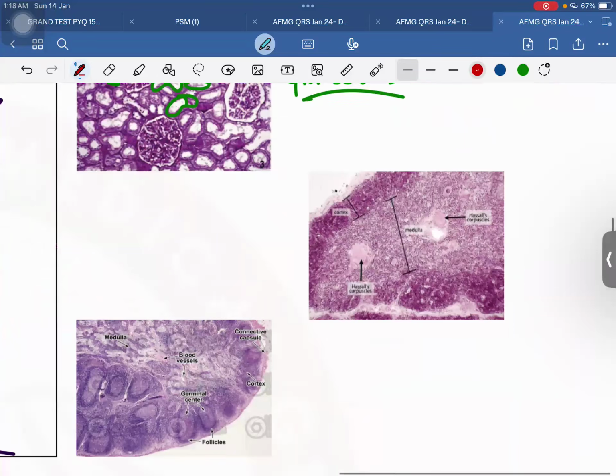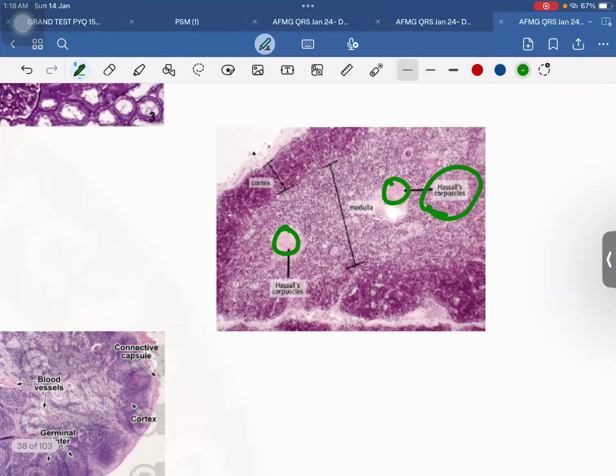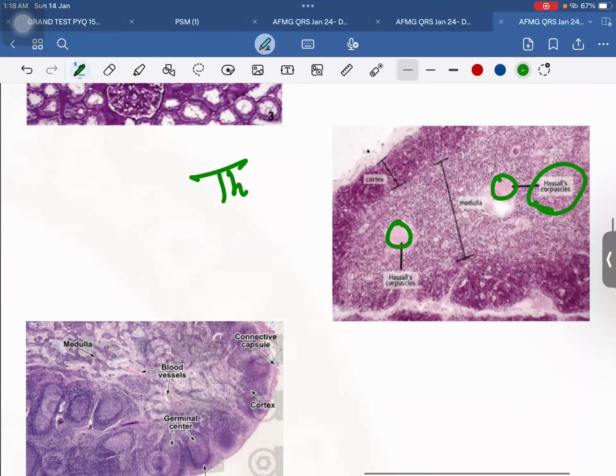Next important, this one organ which is given, beta. Here you are able to see the pinkish cells, and these pinkish cells are nothing else but the Hassall's corpuscles. So here you have the medulla. In the medulla, we have the Hassall's corpuscles, and then we have the cortex. We have just seen that Hassall's corpuscles, beta, are nothing else but the thymus itself.